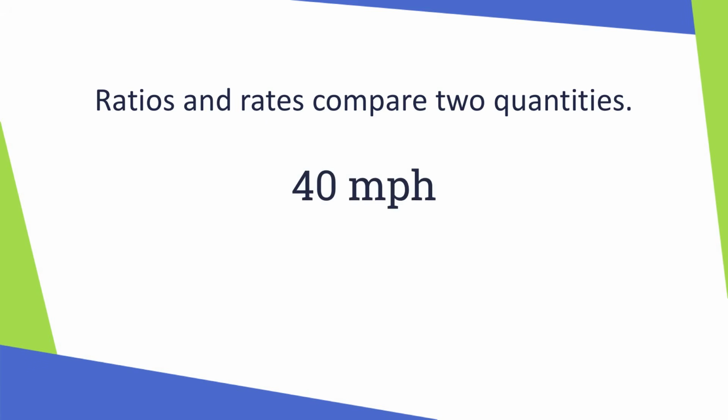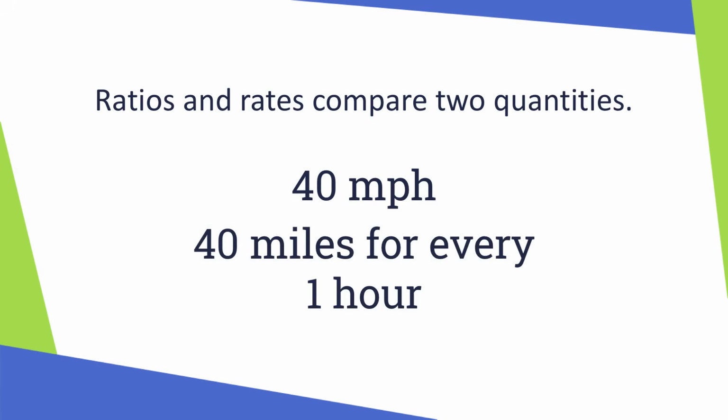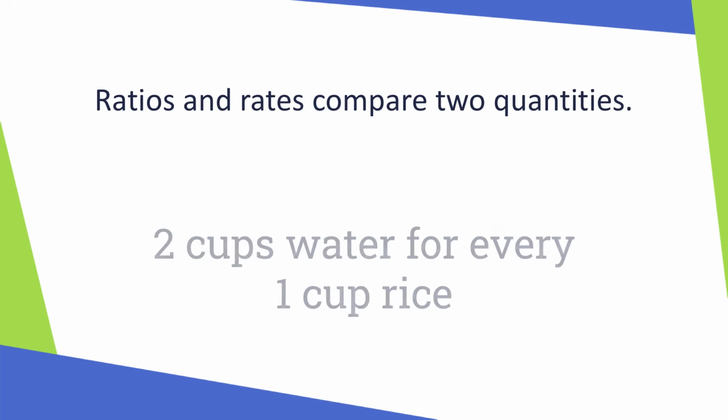Think about 40 miles per hour. This means we move 40 miles for every 1 hour we travel. Since these quantities have different units, miles and hours, this is a rate. On the other hand, let's consider how we cook rice. You use 2 cups of water for every 1 cup of rice. Since these quantities have the same unit, cups, this is a ratio.